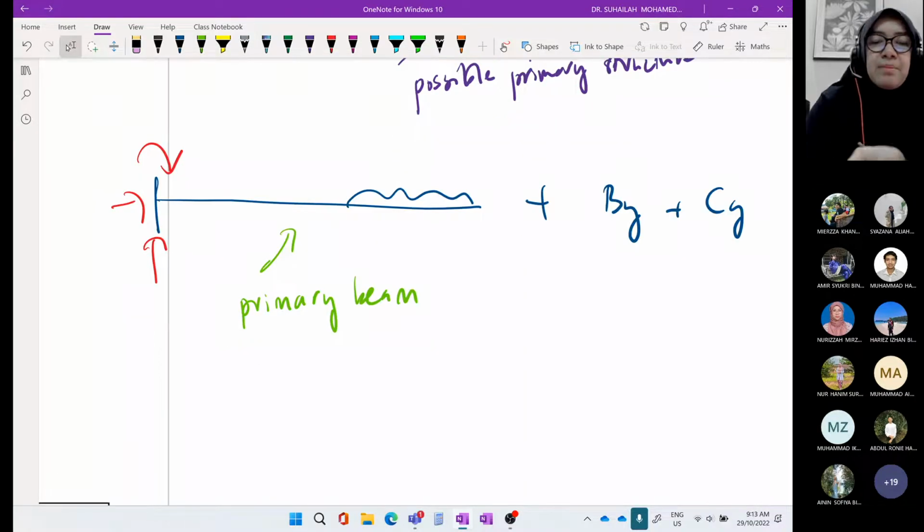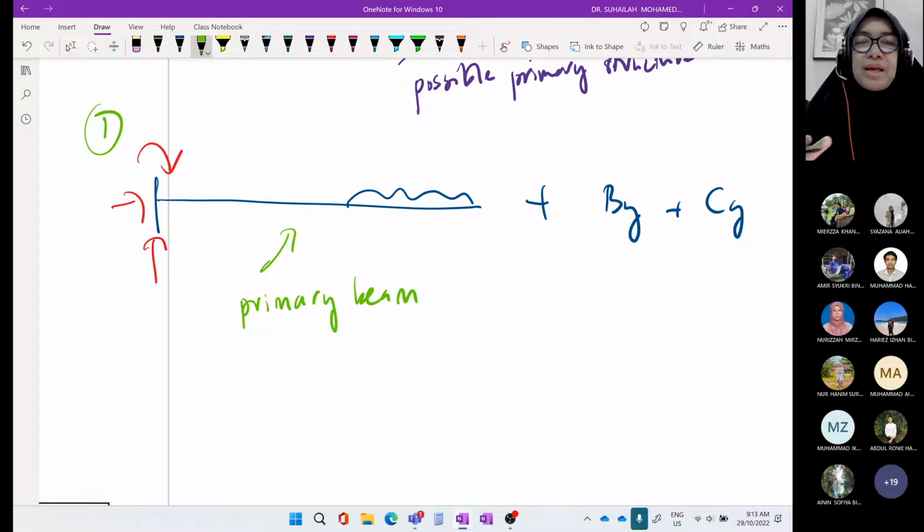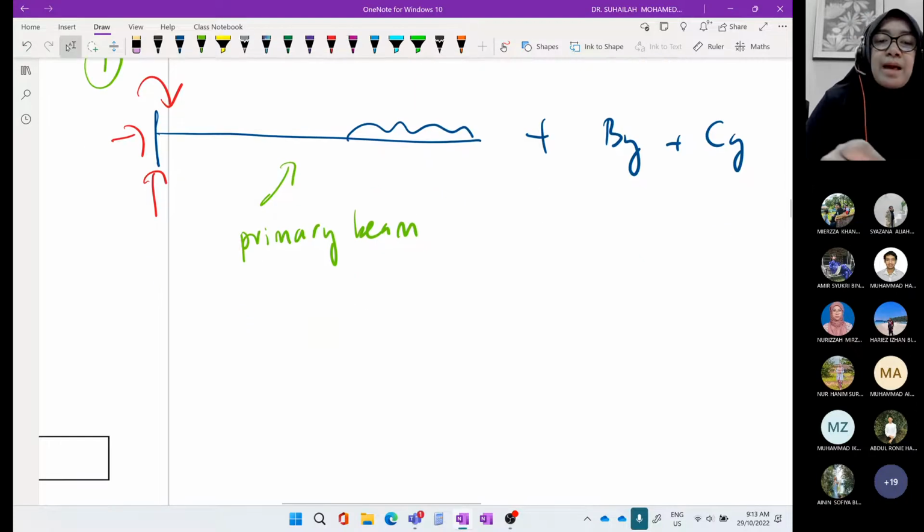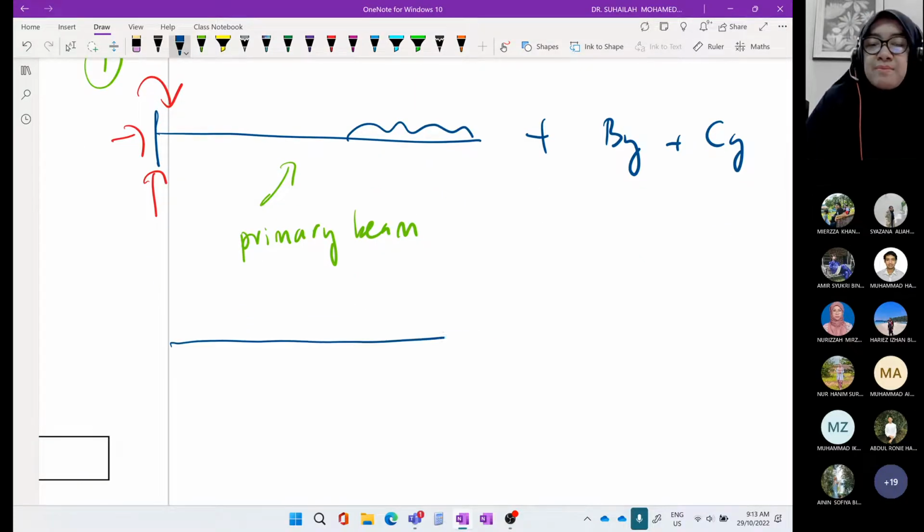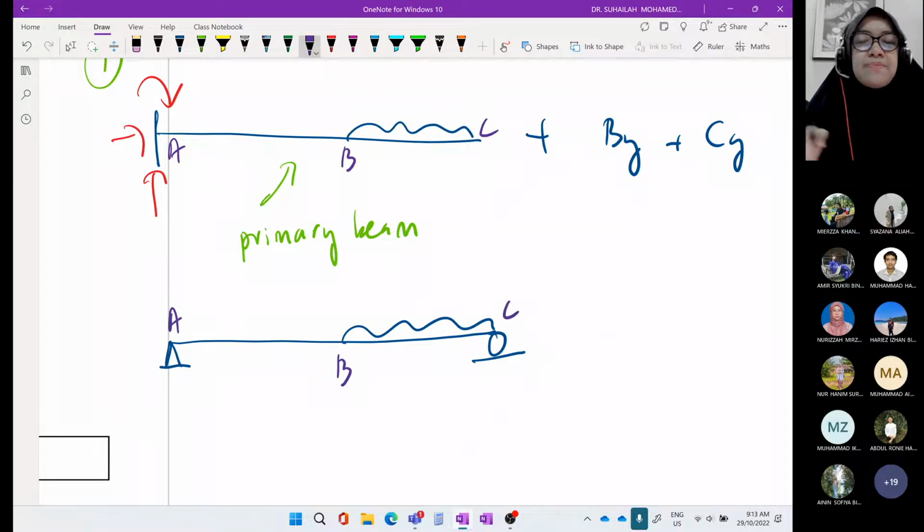Okay, this is set number 1. We can have simply supported beam as the primary beam. So what happened is, when we have simply supported beam, we have pin here and we have roller here. A, B, C.